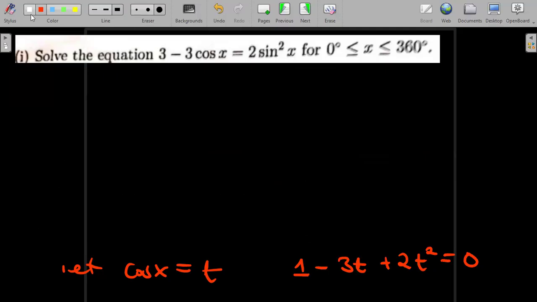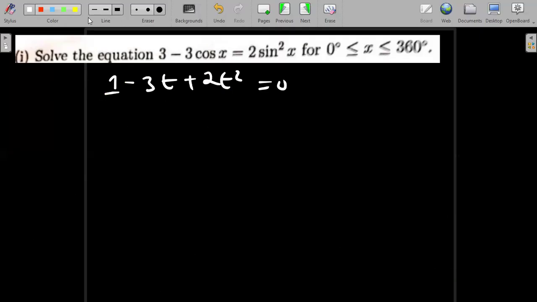Okay, so solve this equation. We have 1 minus 3t plus 2t squared is equal to 0. So I can find my product here. The product is 2 multiplied by 1, which gives 2. Then my sum is -3. So my factors are just going to be -1 and -2. When I multiply these, I get +2, and when I add, I get -3.